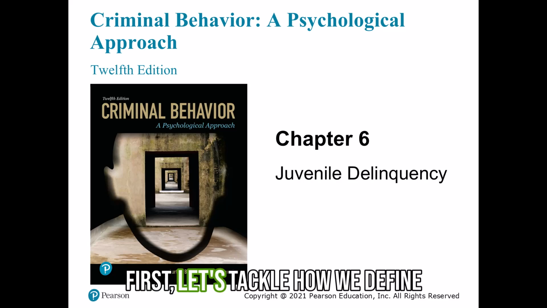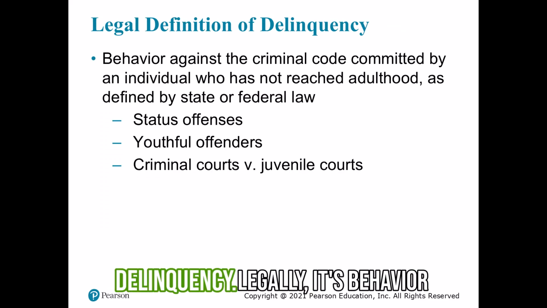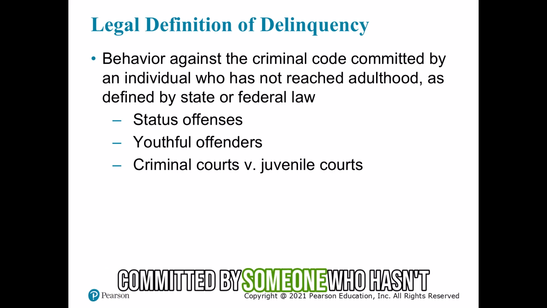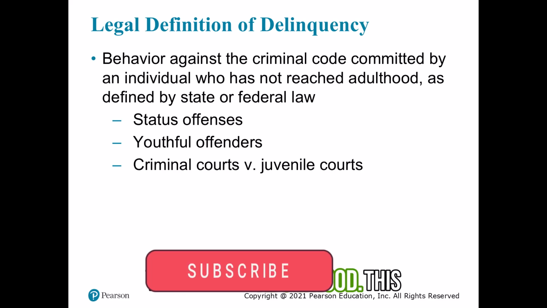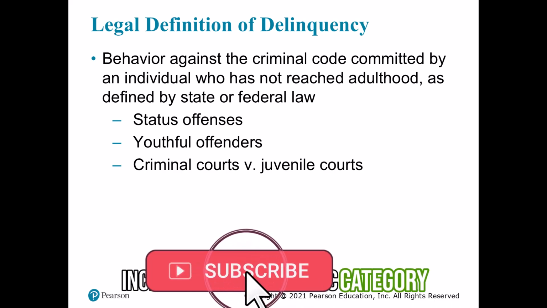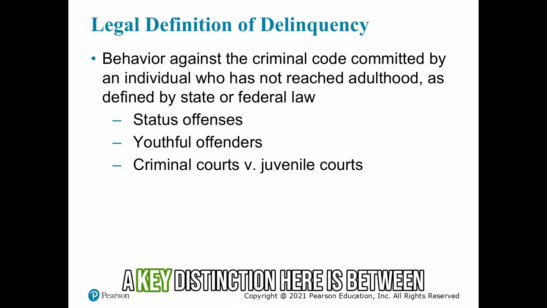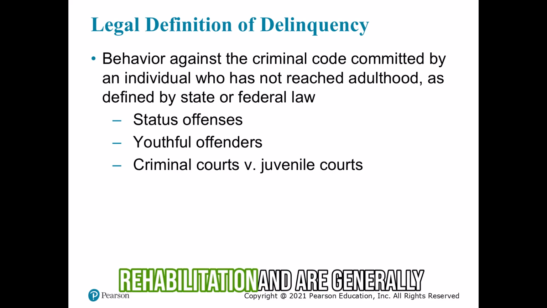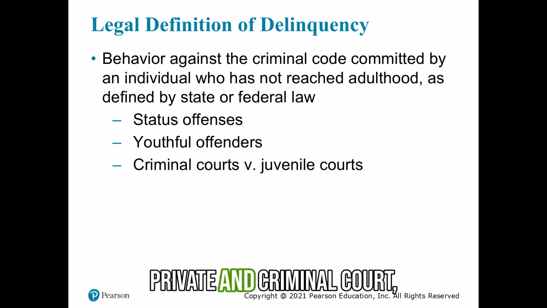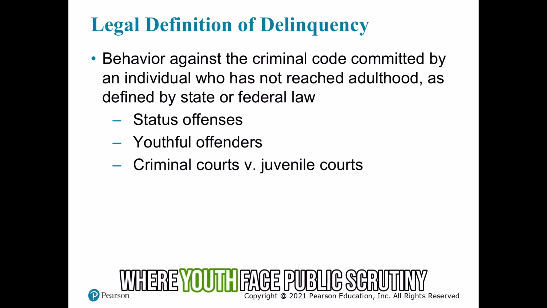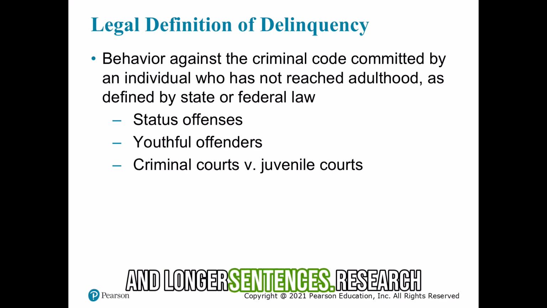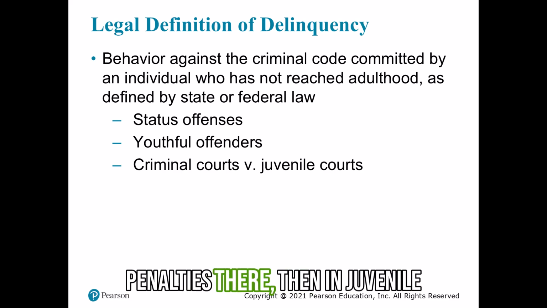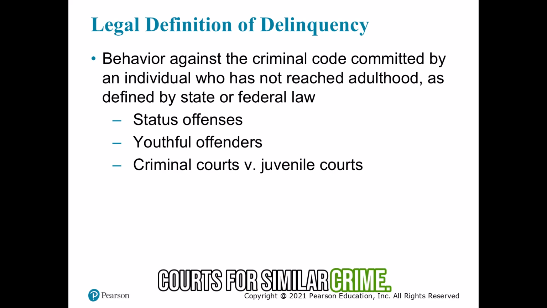First, let's tackle how we define delinquency. Legally, it's behavior that goes against the criminal code committed by someone who hasn't yet reached adulthood. This includes a very specific category called status offenses. A key distinction here is between juvenile courts, which focus on rehabilitation and are generally private, and criminal courts, where youth face public scrutiny and longer sentences. Research shows they often receive harsher penalties there than in juvenile courts for similar crimes.